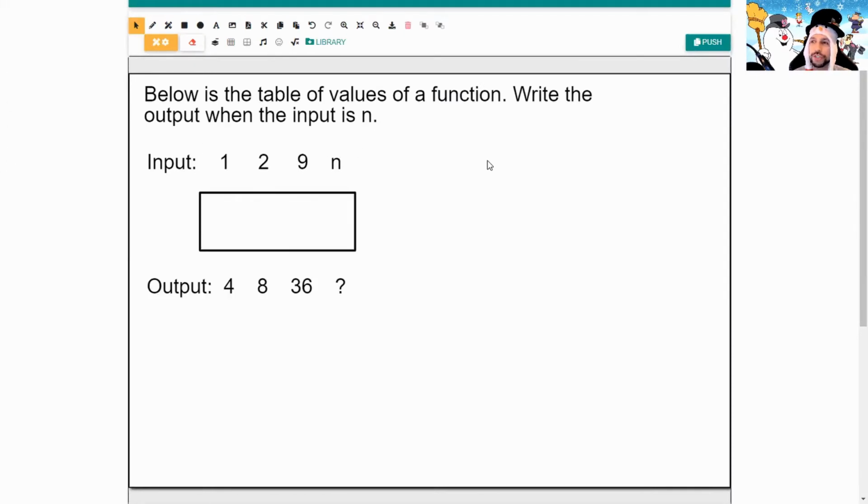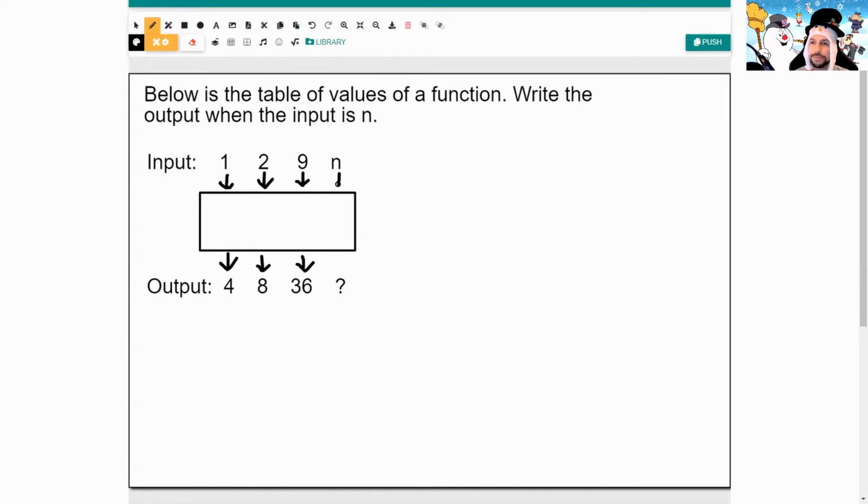Now you can think of a function as a machine. It's going to be an operation that happens to each of these inputs that generates the output. Now, it being a one-step function means that there's only going to be one operation that happens to each of these inputs to generate the corresponding output. That means we might be adding or subtracting or multiplying or dividing, but not more than one, just a one step. So what happens to get 1 to 4?